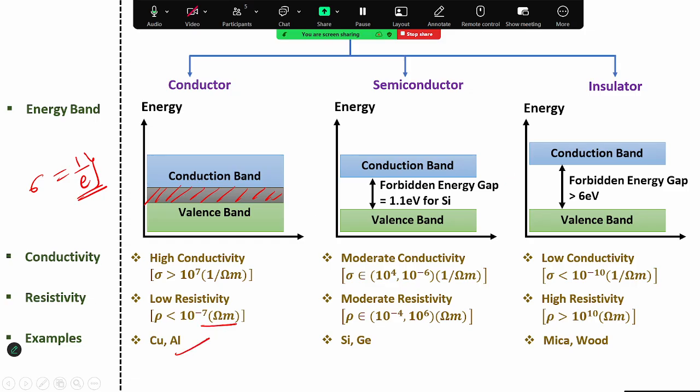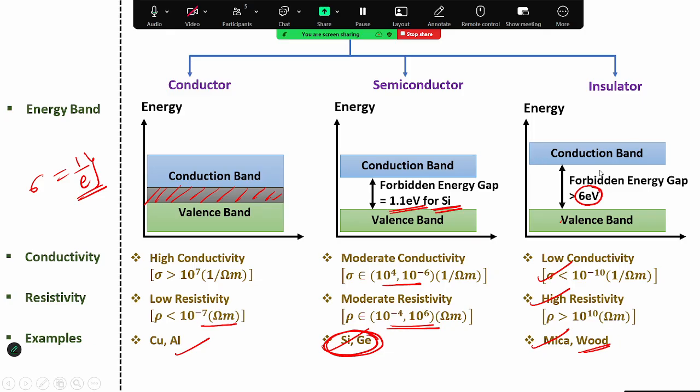In an insulator, there is a large energy gap. About 6 electron volts of energy is required to jump an electron from valence band to conduction band. So conductivity is low, less than 10 power minus 10, and resistivity is high, more than 10 power 10, like mica and wood. Semiconductors have a forbidden energy gap of 1.1 electron volts for silicon, with moderate conductivity, 10 power 4 to 10 power minus 6, and moderate resistivity, 10 power minus 4 to 10 power 6. Silicon and germanium are semiconductors.